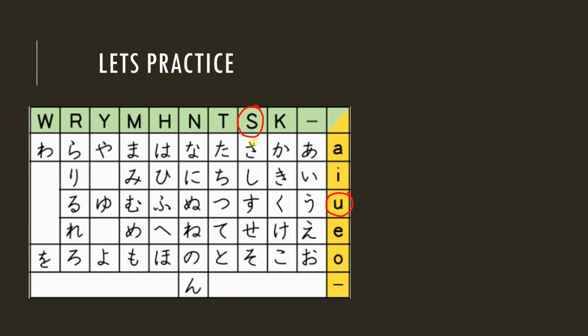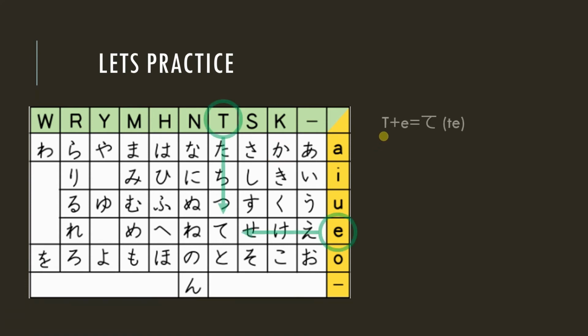If we take the s and then add the u, we get su. And this is the symbol for su. And that's basically how this chart works. You have your consonants, which go first, and then the vowels follow after. So here we have k and a. And that means that this symbol right here is pronounced ka.